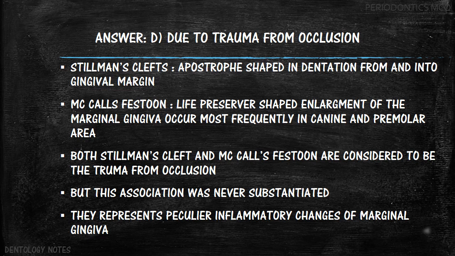Stillman's clefts are apostrophe-shaped indentations from and into the gingival margin. McCall's festoon is a life preserver-shaped enlargement of the marginal gingiva that occurs most frequently in the canine and premolar area. Both Stillman's cleft and McCall's festoon are considered to be due to trauma from occlusion, but this association was never substantiated. They represent peculiar inflammatory changes of the marginal gingiva.